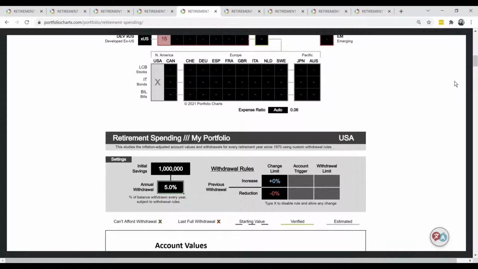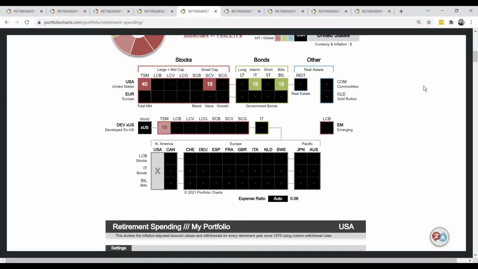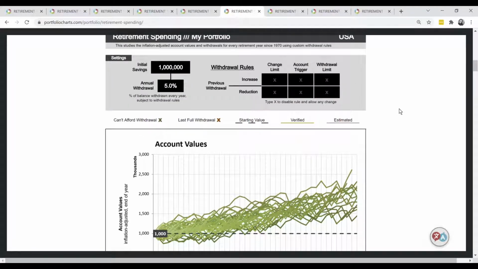We'll just look at a few more things here. Now I'm going to show you some variations on the same withdrawal strategy. The same portfolio using different withdrawal strategies. The same basic percentage of withdrawal. We'll use the golden ratio portfolio for these.